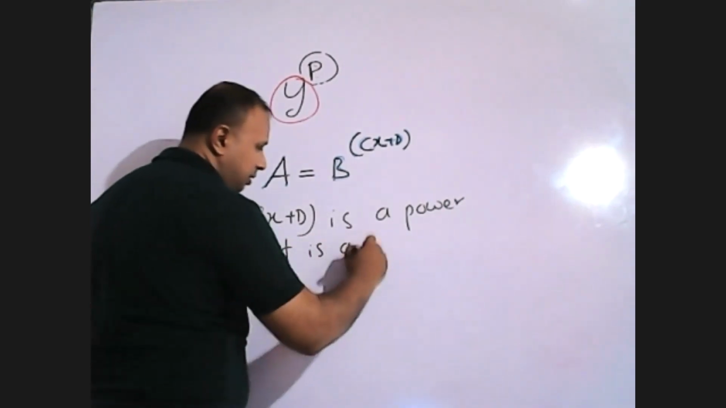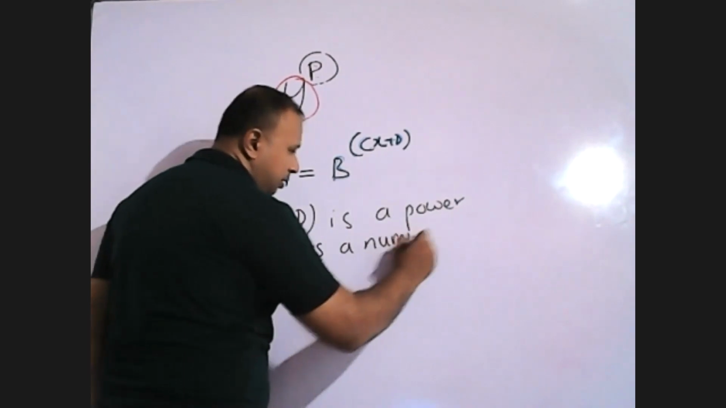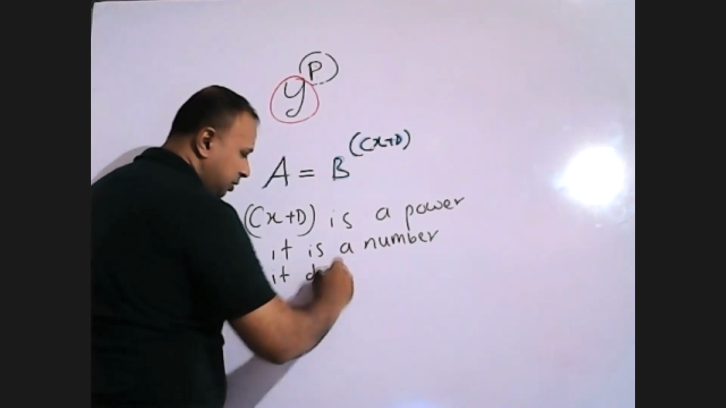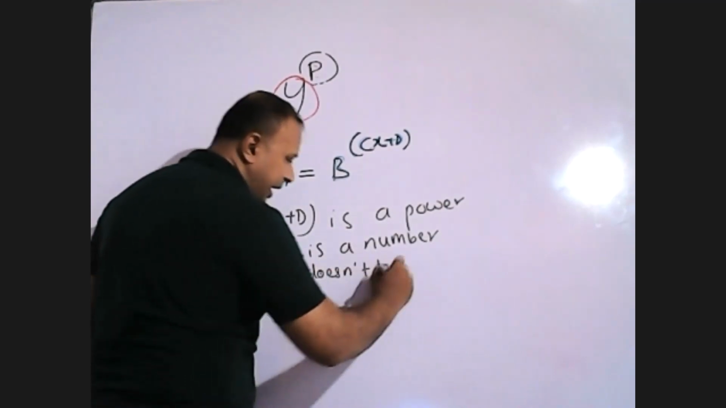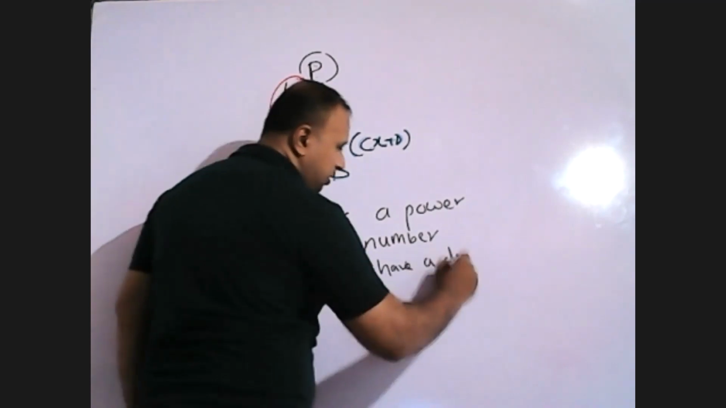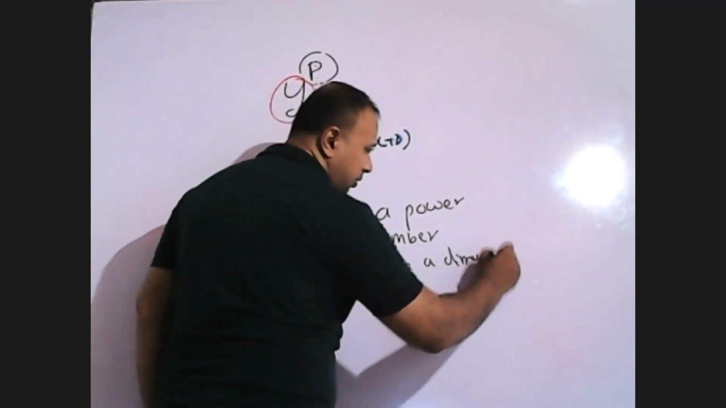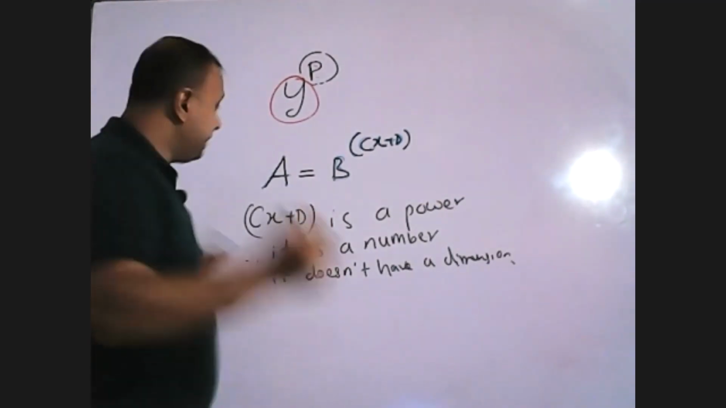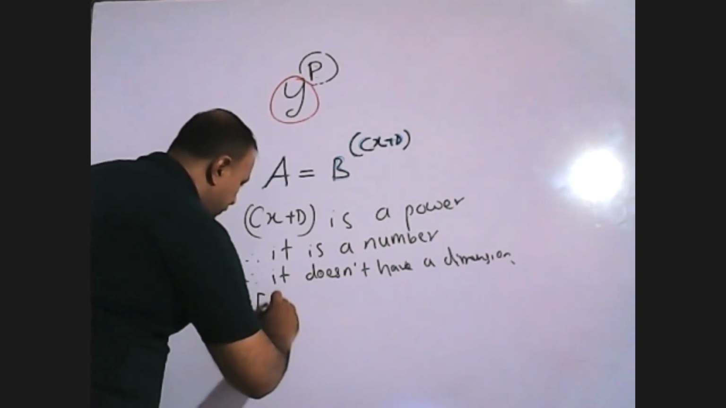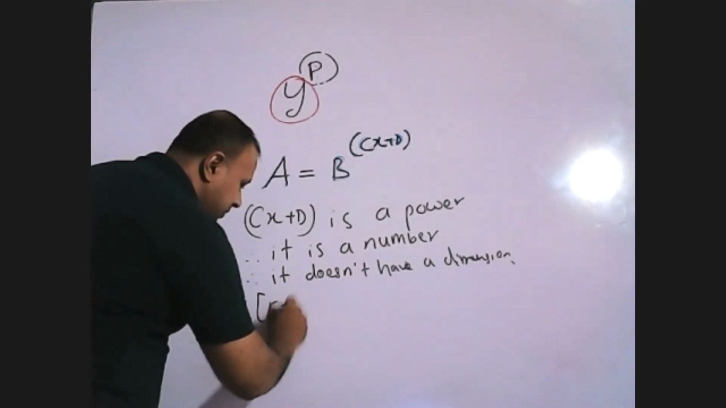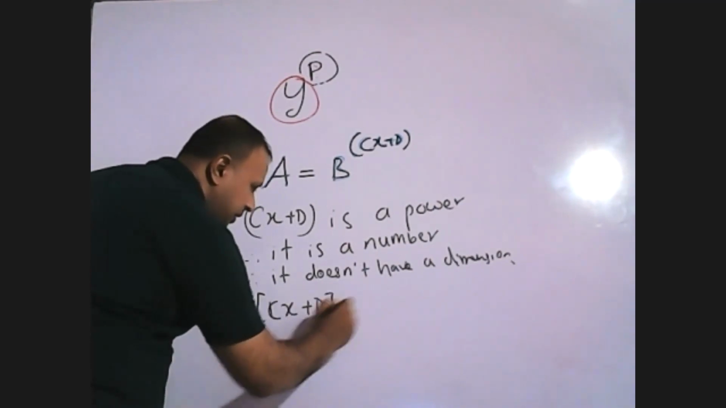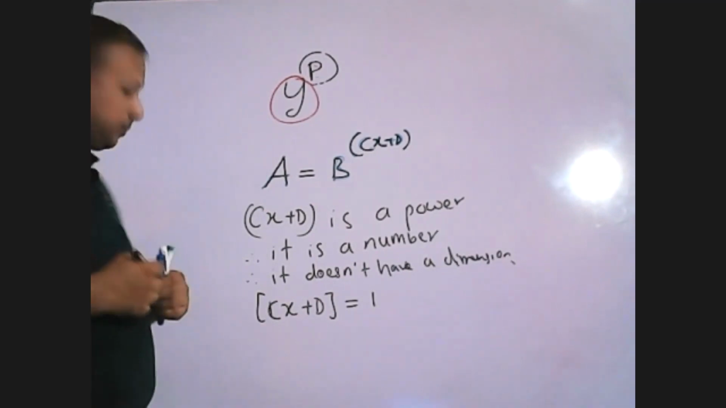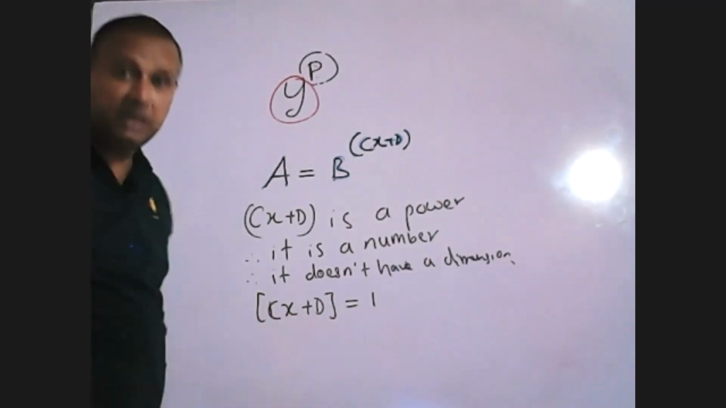Therefore, it doesn't have a dimension. So I can say the dimension of Cx plus D should be equal to 1. That means this is a dimensionless quantity.